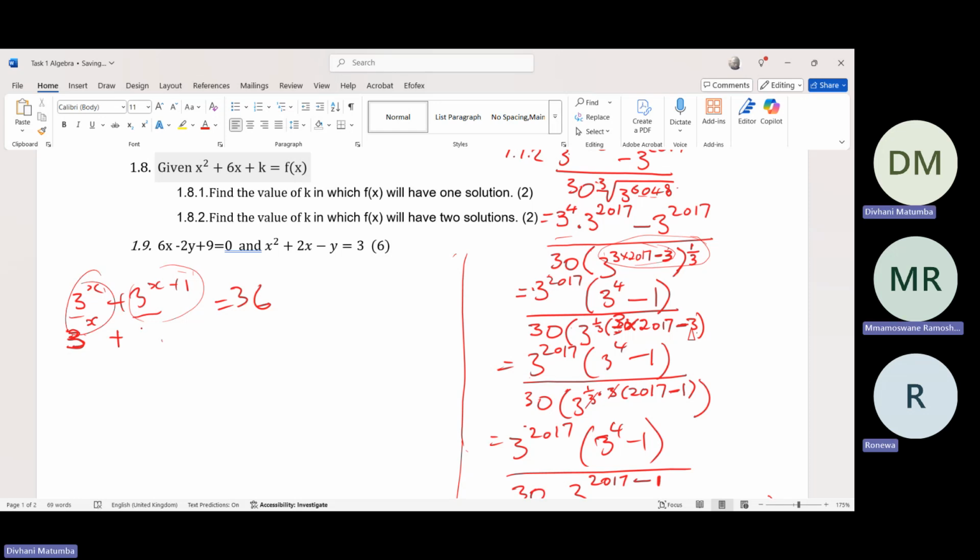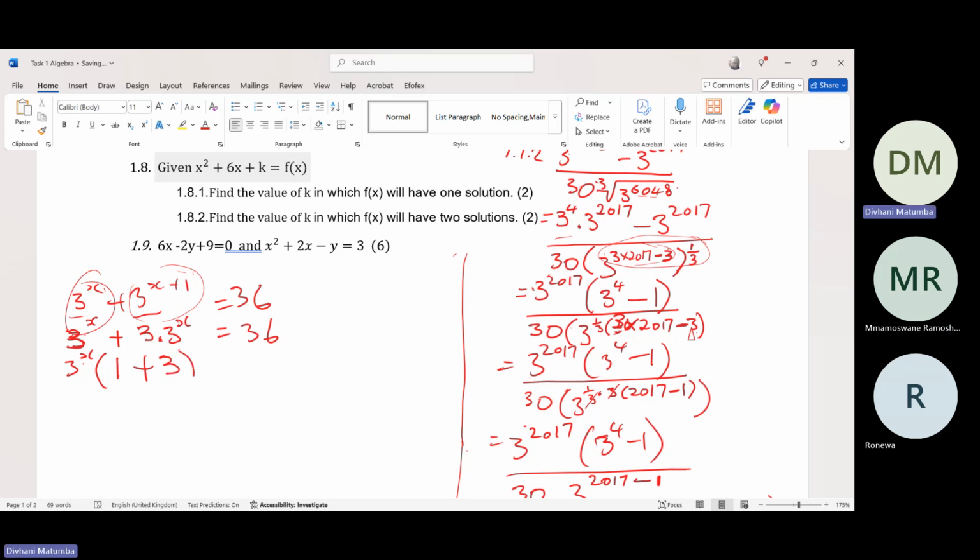Okay, for other people to understand, I know you can visualize what's going on. So do you agree that we have 3 times 3 to the power of x, which is equal to 36? Then the common factor is 3 to the power of x. Then we'll be left with 1 plus 3 to the power of 1 times 1.